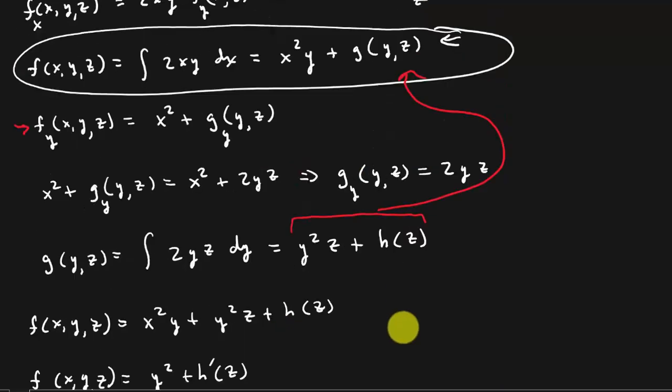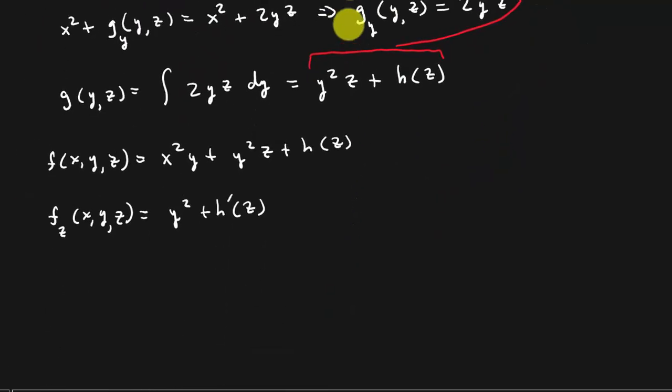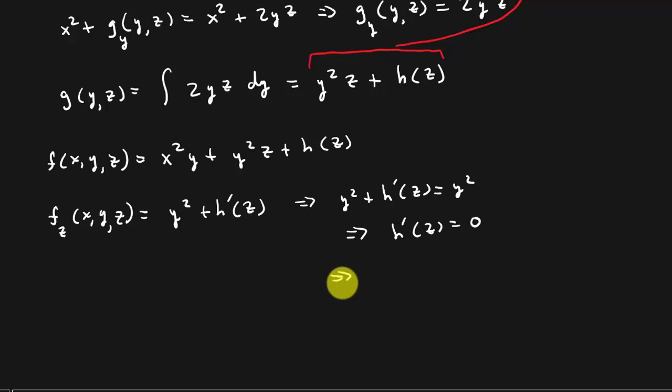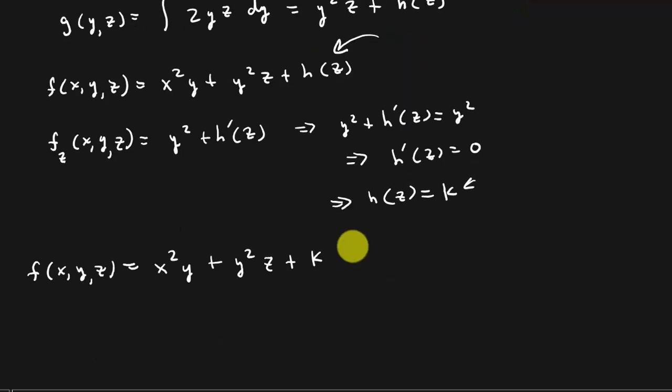So now I'm going to take this and set it equal to this. Isn't this the partial with respect to z? Is y squared. So I've got y squared plus h prime of z is equal to y squared, which tells me h prime of z is equal to 0. And we did something similar to this earlier. So that tells me that h of z is just k, because when you take the derivative of a constant, that's how you get 0. Okay, so now I have f of x, y, z is equal to x squared y plus y squared z plus some constant k. All right, so there's my potential function.